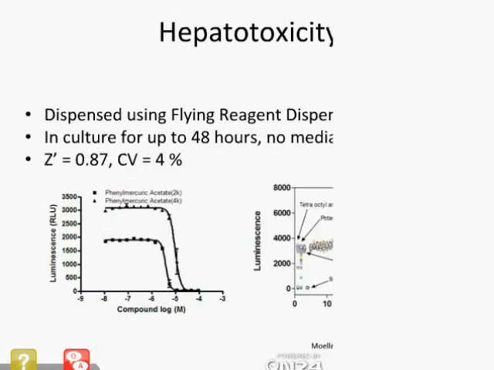Hepatocytes in culture can be used to monitor cytotoxicity, which may indicate the need for further investigation in clinical studies. Shown here on the left is the concentration response curve for phenylmercuric acetate, which was derived from a 40-hour exposure to hepatocytes in a 1536-well format. The plot on the right shows the consistency and reliability of such a format for measuring hepatotoxicity.